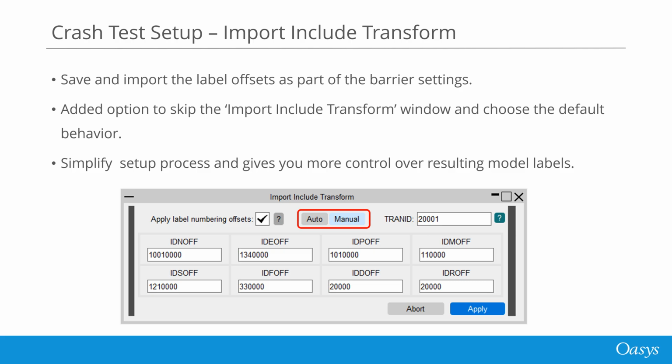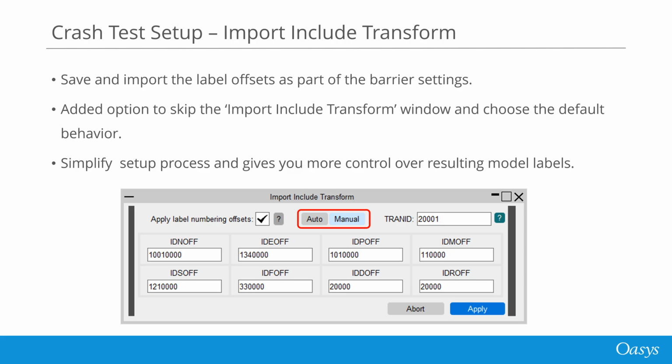Moving on to the second enhancement, an update to the import include transform panel. This panel is used to create the barrier label offsets to avoid clashes between the vehicle and barrier labels. We have added the option to save and import the barrier label offset values as part of the barrier settings, so the label offset values can be saved within the barrier XML files.